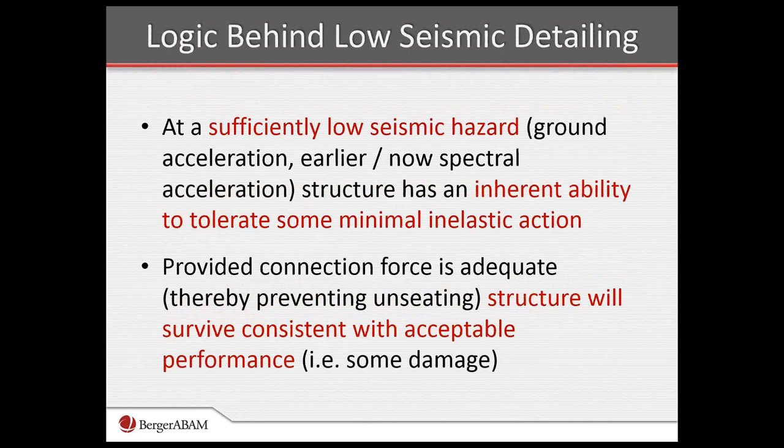So the logic behind detailing for the lowest category is that at a sufficiently low seismic hazard, the structure has an inherent ability to develop the lateral strength and perhaps tolerate minimal inelastic action without any special detailing. But we will need to provide connection forces depending on how we articulate the structure, for example, to prevent unseating, or provide adequate support links to prevent unseating.